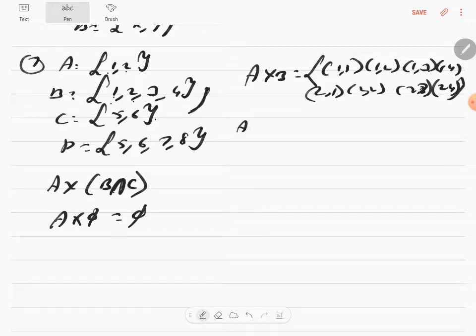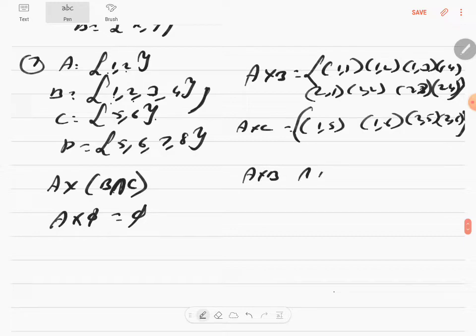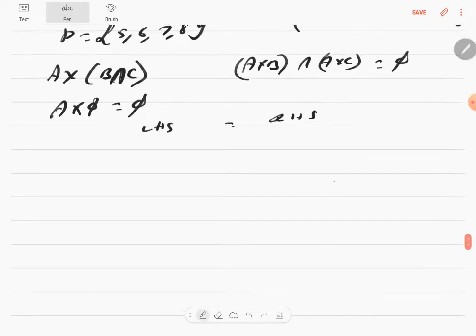You have to write what is A cross C. A cross C will be (1, 5), (1, 6), (2, 5) and (2, 6). This is what A cross C is. What is common between them? You have nothing common. So therefore (A cross B) intersection (A cross C) is also a null set. So LHS is equal to RHS. Can I go to the next sum? Yes. 8th question. If A is equal to {1, 2}, B is equal to {3, 4}.